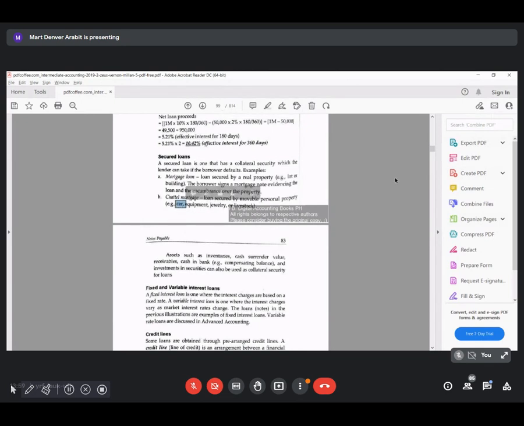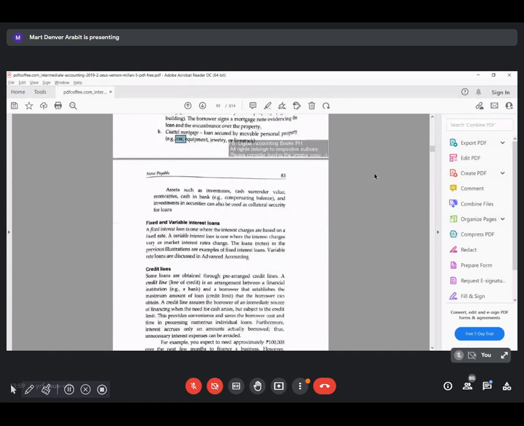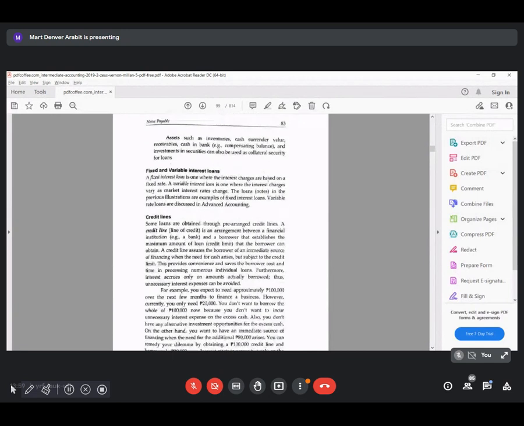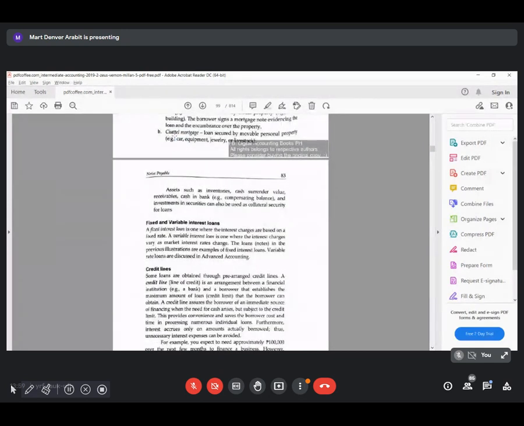Ito yung pinaka collateral sa chattel mortgage. Assets such as inventories, cash surrender value, receivables, cash in bank, and investments in securities can also be used as collateral for security for loans. But ang pinaka-usual is ito, car. Okay?